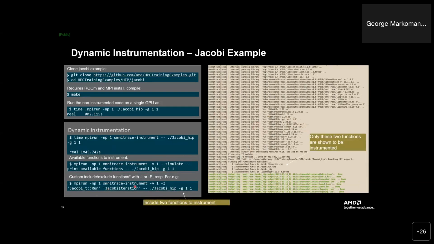Now, if you want, for example, to include, you can do the following. -I Jacobi, for example, and Jacobi iteration. This means to profile only these two functions. And you can see here that only these two functions are shown to be instrumented. Okay, so with -I, you can include which routine you want to instrument. -E is for exclude.